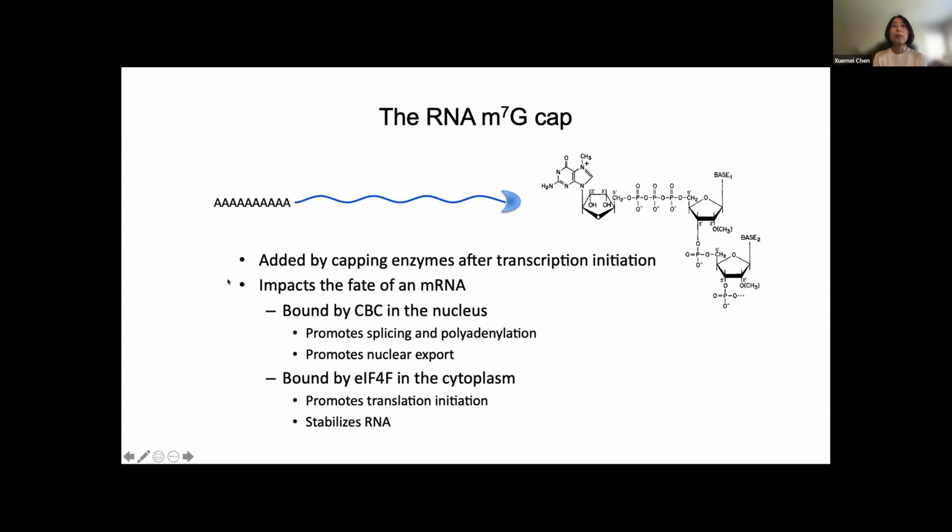And this cap then influences almost all subsequent processes that the RNA undergoes. For example, in the nucleus, this cap is bound by the CBC, and this cap promotes the splicing and polyadenylation, as well as the nuclear export of the RNA. And in the cytoplasm, the cap is bound by eIF4F to promote translation initiation. And the cap also protects the RNA from degradation. So as we begin to study non-canonical RNA caps, we obviously would wonder what these caps do with respect to these RNA metabolic processes.